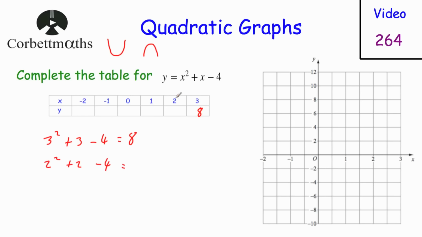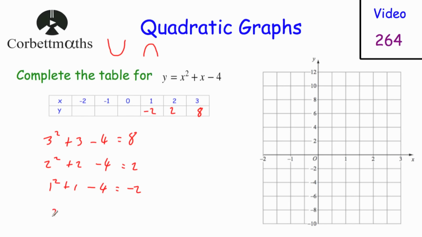So 2 squared is 4, plus 2 is equal to 6, take away 4 is 2, so that would be 2. Now we've got 1, so we're going to do 1 squared, plus 1, take away 4. So 1 squared is 1, plus 1 is 2, take away 4 is negative 2, so it's going to be negative 2.